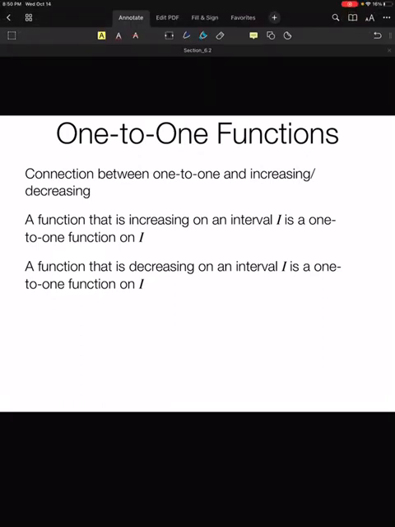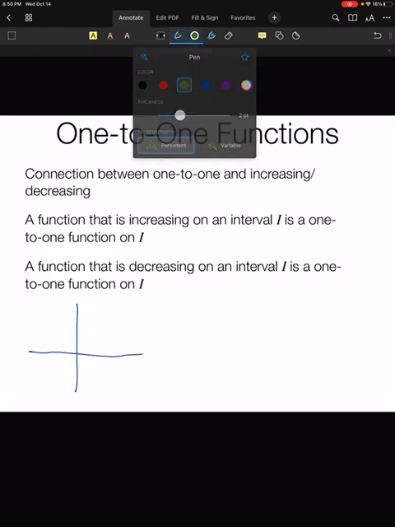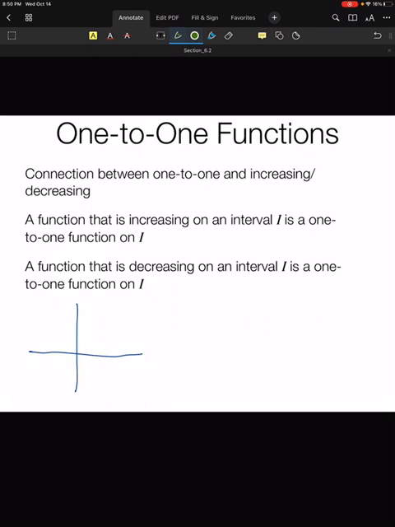If I draw just a simple xy plane, and I add a line here from 0 to, we'll say, 10, then on the interval 0 to 10, if it's increasing the entire time, which in my example it is, then that function is one-to-one, because if you draw any horizontal line during that time, it only hits once.